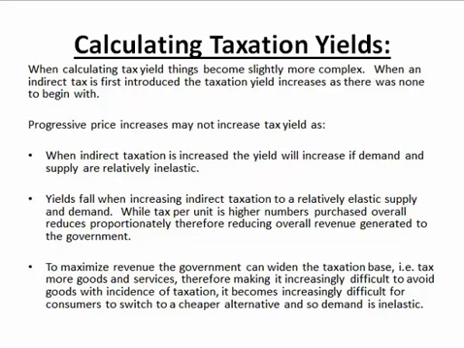To maximise revenue, the government can widen the taxation base, taxing more goods and services, therefore making it increasingly difficult to avoid goods with incidence of taxation. It becomes increasingly difficult for consumers to switch to a cheaper alternative, and so demand is inelastic.